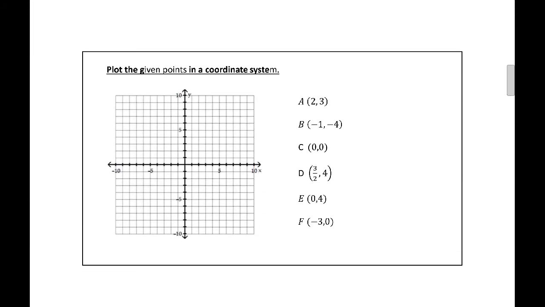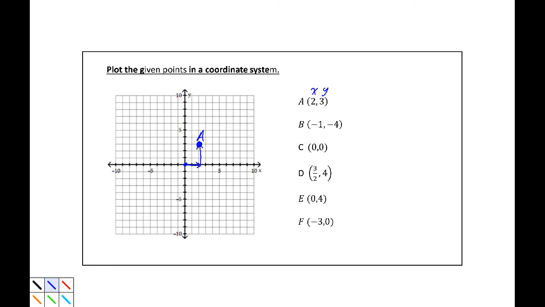Plot the given points in the coordinate system. First, point A, we have 2, 3. That is 2 in the x direction, 3 in the y direction. So I'm going to actually draw what I'm doing. I'm starting at the origin, and I'm going 2 this way, and then I'm going 1, 2, 3 this way, so that my point is right here. That is point A.